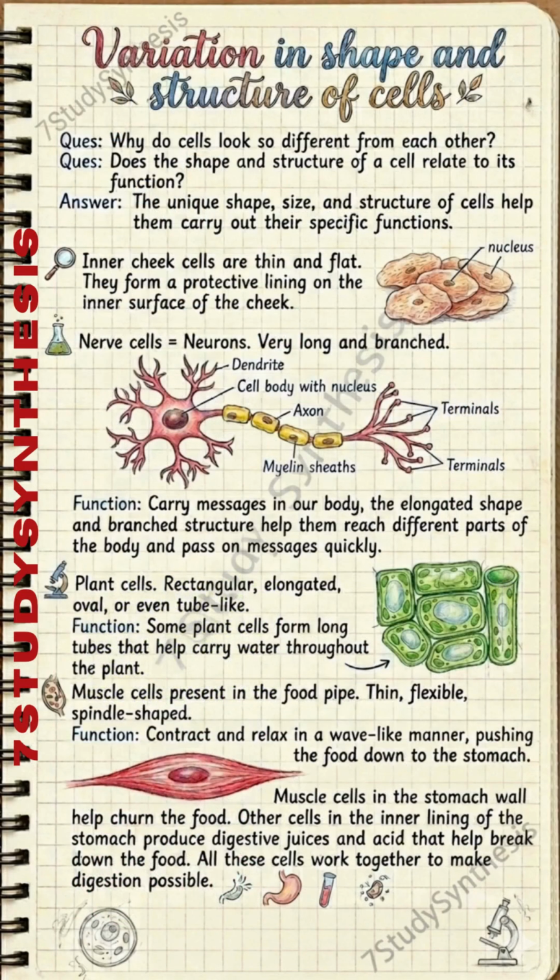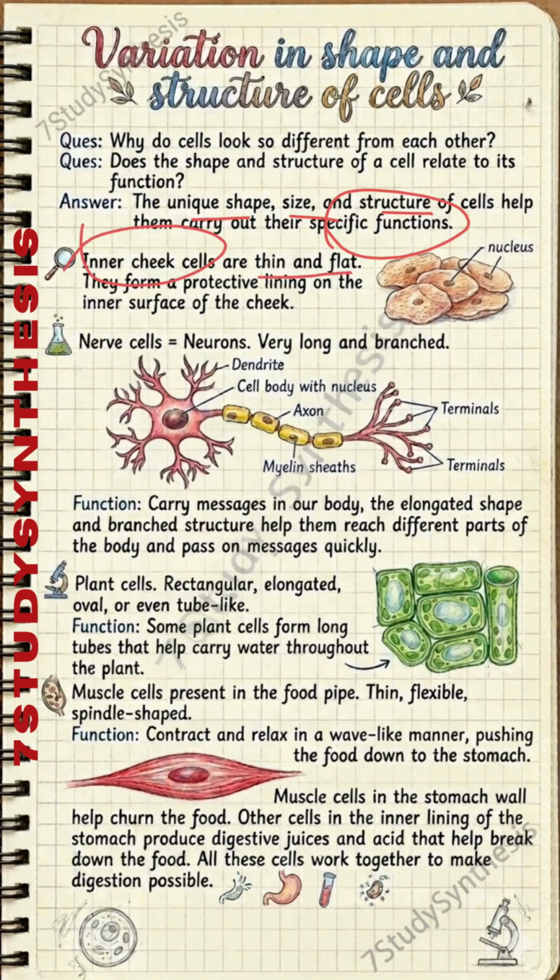ठीक है? Question arises, why do cells look so different from each other? Does shape structure of cell have any relation with its function? The answer is yes. Unique shape, size and structure of cells help them to carry out specific functions. Now example is inner cheek cells.